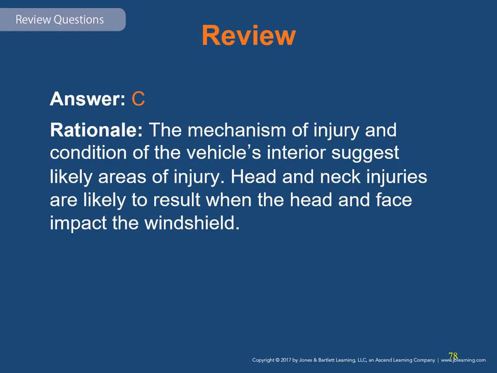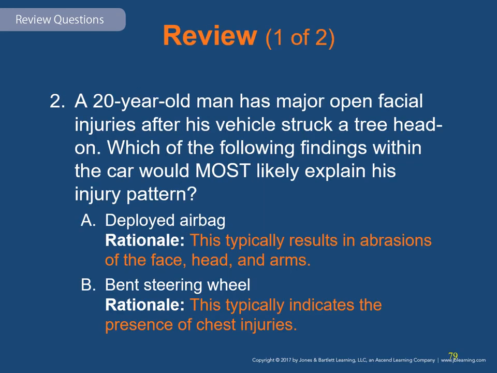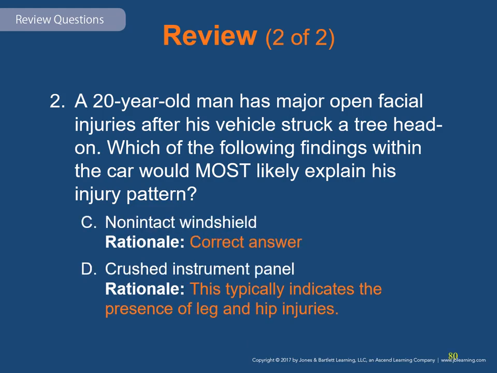The mechanism of injury and condition of the vehicle's interior suggest likely areas of injury. Head and neck injuries are likely to result when the head and face impact the windshield. A. Deployed airbag typically results in abrasions of the face, head, and arms. B. Bent steering wheel typically indicates the presence of chest injuries. C is the correct answer. D. A crushed instrument panel typically indicates the presence of leg and hip injuries.